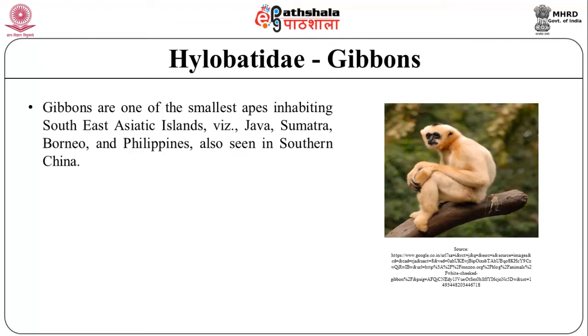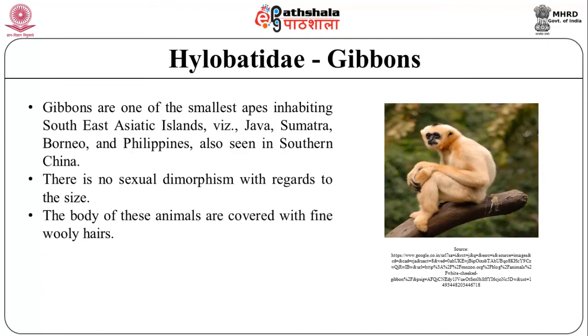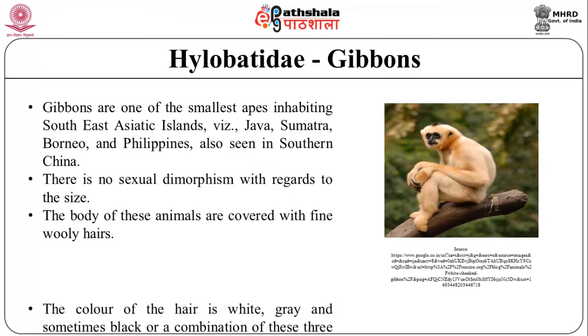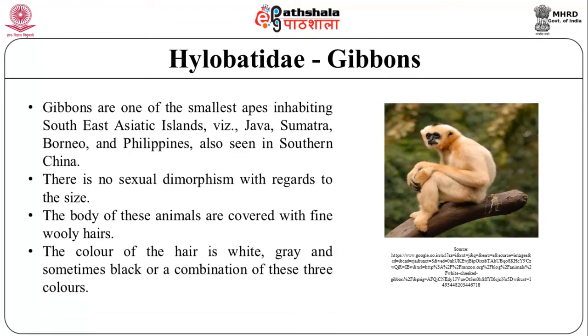There are about 12 varieties of gibbon. Now, the height of the gibbon does not exceed 3 feet, and the weight of the adult gibbon ranges from 11 to 15 pounds. There is no sexual dimorphism with regard to size. The body of these animals is covered with fine woolly hairs, whereas the hairs of gorilla, chimpanzee, and orangutan are coarse. The color of the hair is white, gray, and sometimes black, or a combination of these three colors.